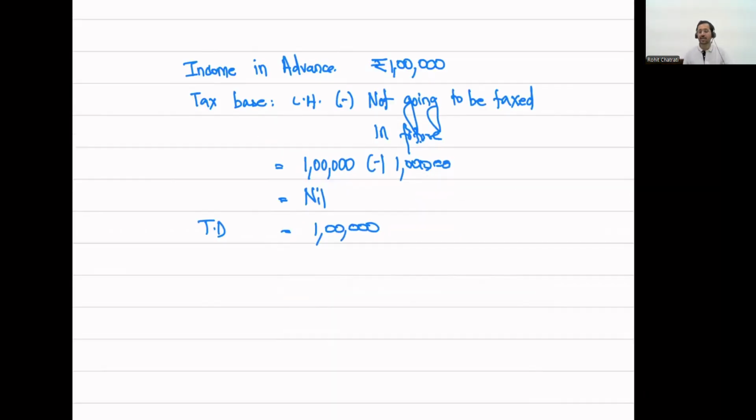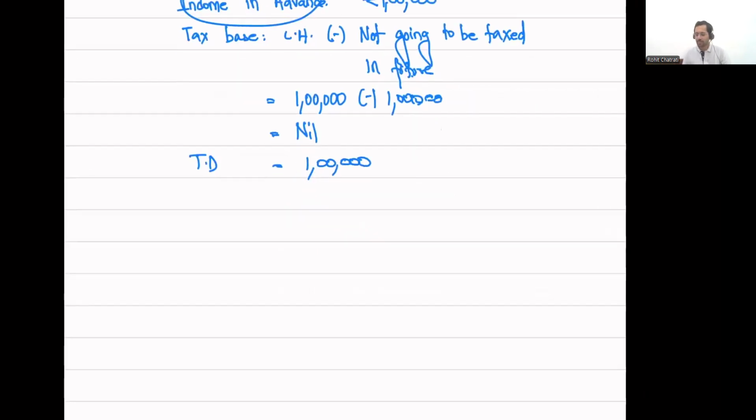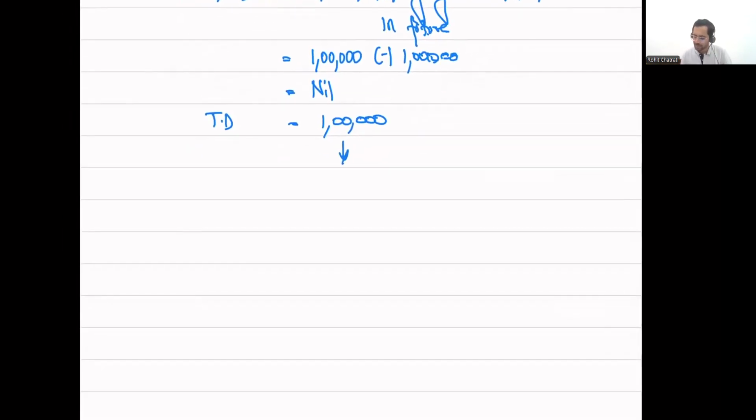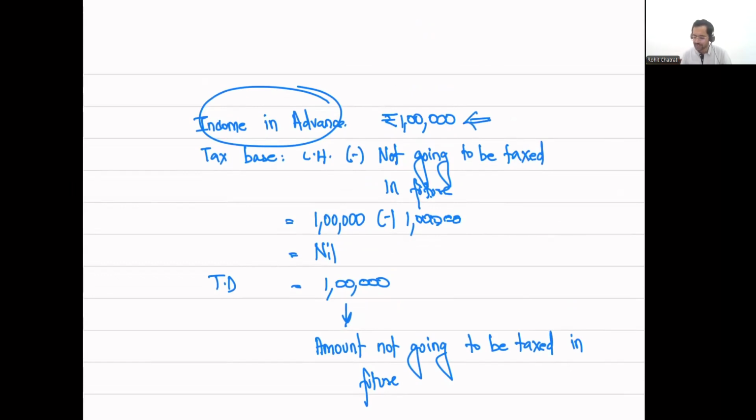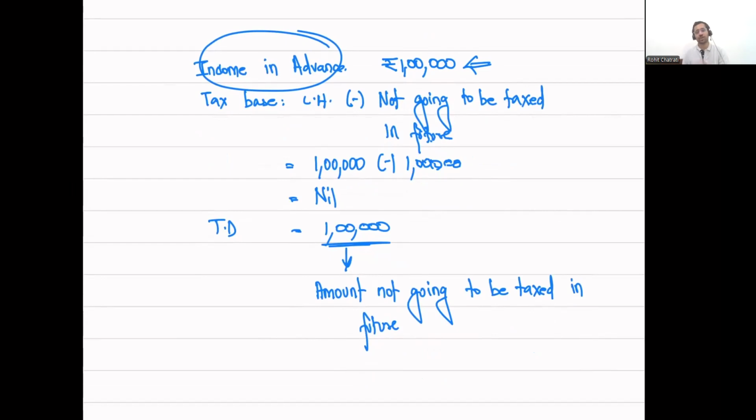Now over here, we have this temporary difference of 1 lakh on this income which is received in advance, and income received in advance is a liability. A temporary difference of 1 lakh rupees basically represents the amount that is not going to be taxed in future. I have a liability on my balance sheet of 1 lakh rupees, and of that, the entire 1 lakh rupees is not going to get taxed in future.